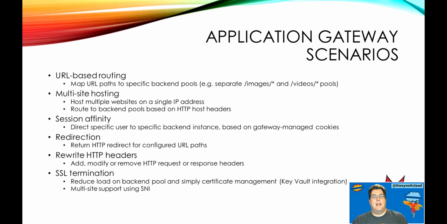So where would you use the application gateway? You can see on the slide it is utilized for URL-based routing, where we are mapping URL paths to specific backend pools, as we showed in the diagram previously, for images or videos or web traffic. It is used for multi-site hosting, to host multiple websites utilizing a single IP address. It can also route to backend pools based on their HTTP host headers or session affinity.